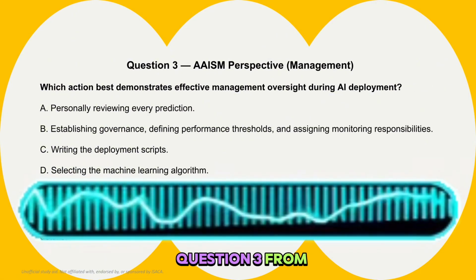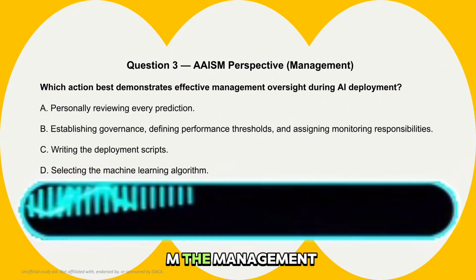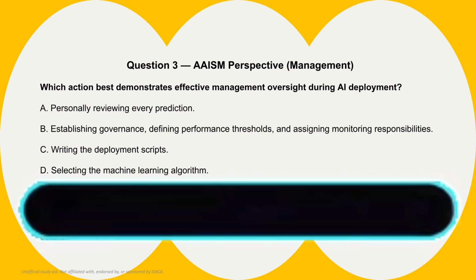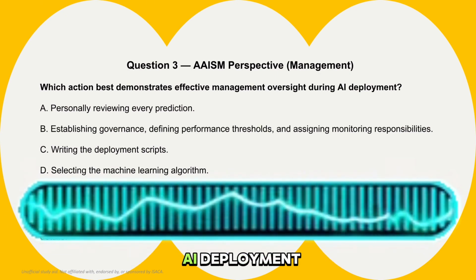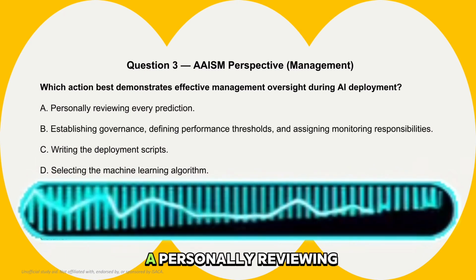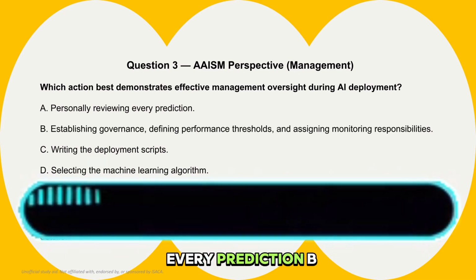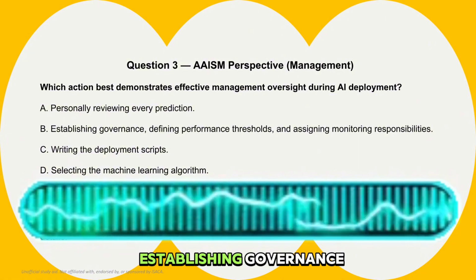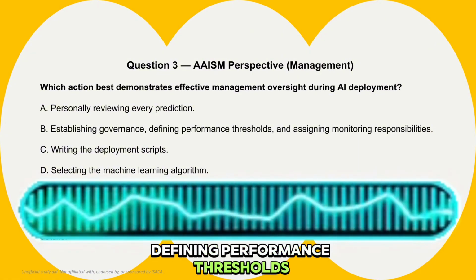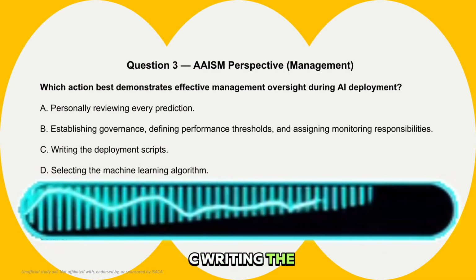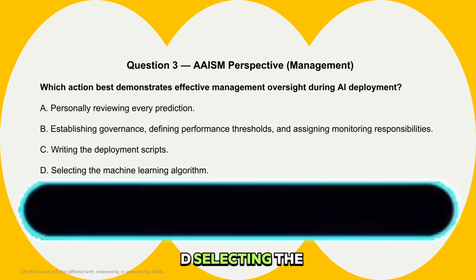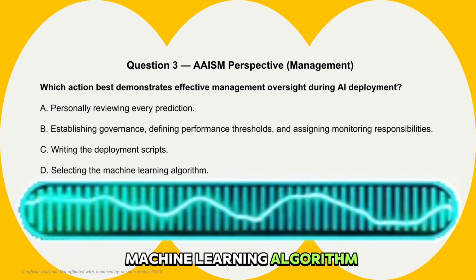Question 3, from the AAISM, the management perspective. Which action best demonstrates effective management oversight during AI deployment? A. Personally reviewing every prediction. B. Establishing governance, defining performance thresholds, and assigning monitoring responsibilities. C. Writing the deployment scripts. D. Selecting the machine learning algorithm.